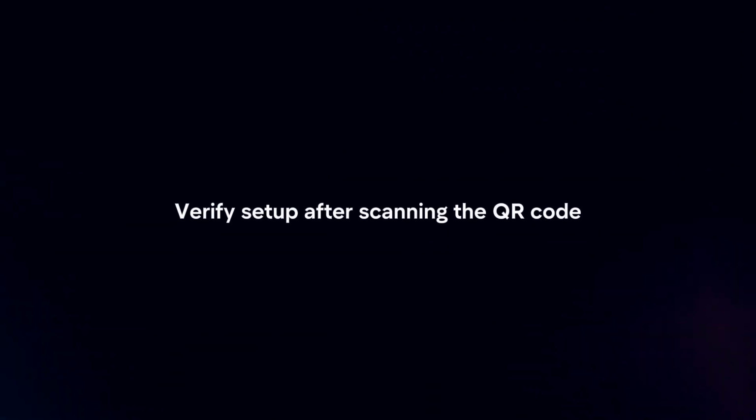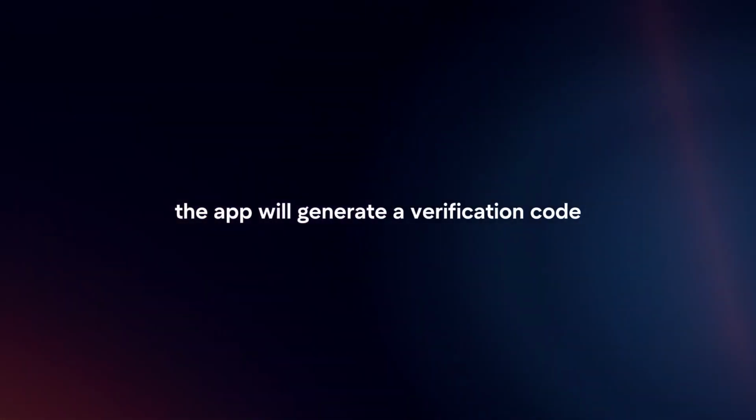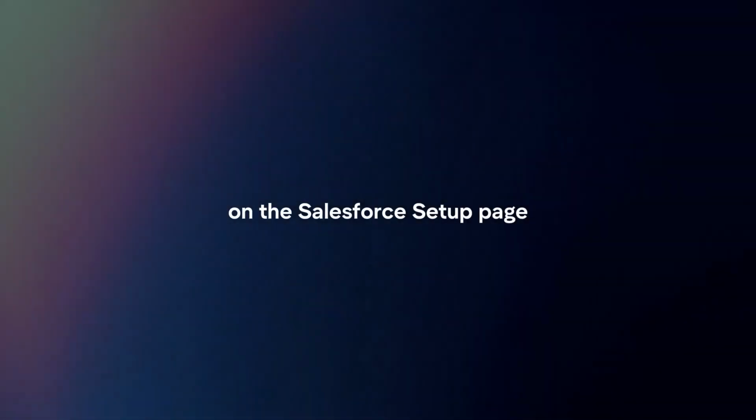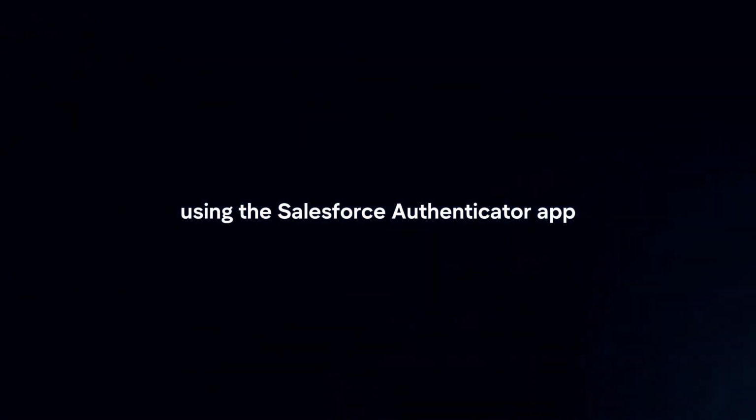Verify setup. After scanning the QR code, the app will generate a verification code. Enter this code into the appropriate field on the Salesforce setup page to confirm the connection. Complete setup. Follow any additional prompts to complete the setup process and activate two-factor authentication using the Salesforce Authenticator app.